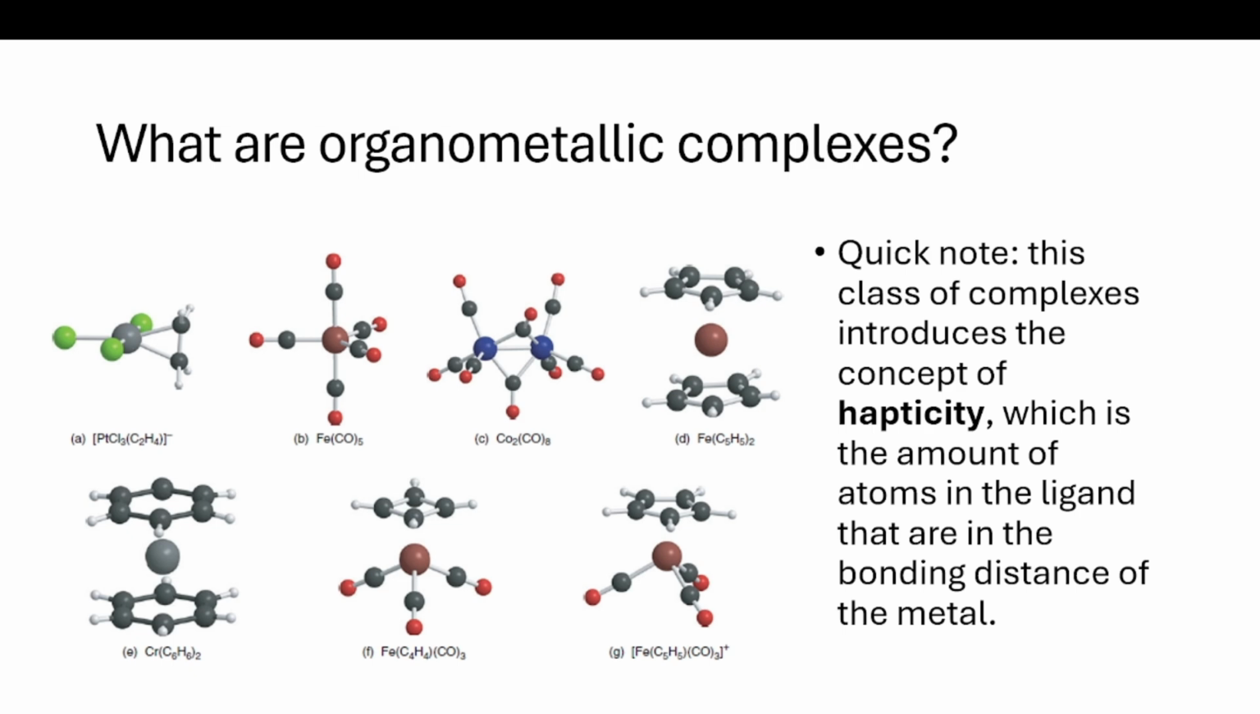However, with the introduction of organometallic complexes, we have to know about the concept of hapticity, which is different from denticity. Remember, denticity is the number of atoms that essentially bite down on the metal ion and are able to donate electrons. However, hapticity is the number of atoms in the ligand that are within bonding distance of the metal. And so if you take something such as ferrocene, which is complex D, then the hapticity of that ligand is going to be pentahapto.